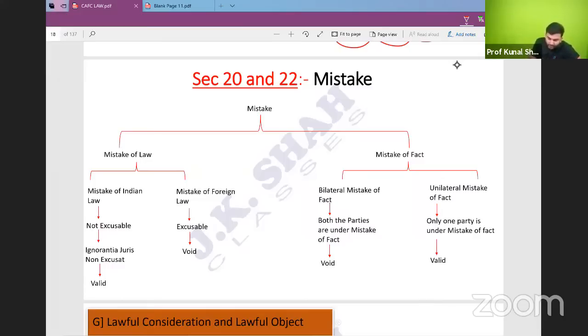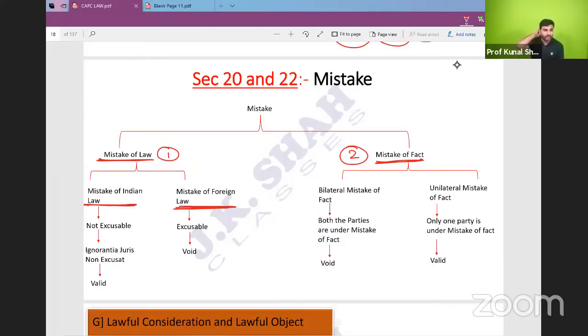Friends, mistakes are of two types. Number one, mistake of law, and number two, mistake of fact. When I say mistake of law, it can either be a mistake of Indian law or a mistake of foreign law. The persons have entered into a contract, and while entering into it, they have broken the provisions of Indian law, and they are just stating that it was by mistake.